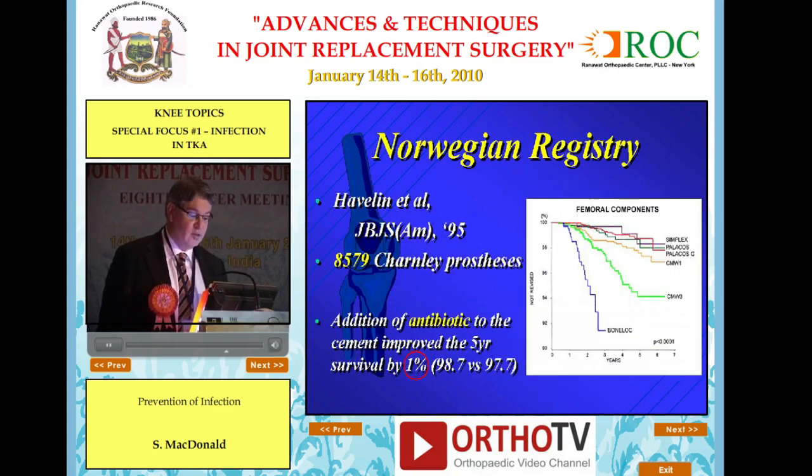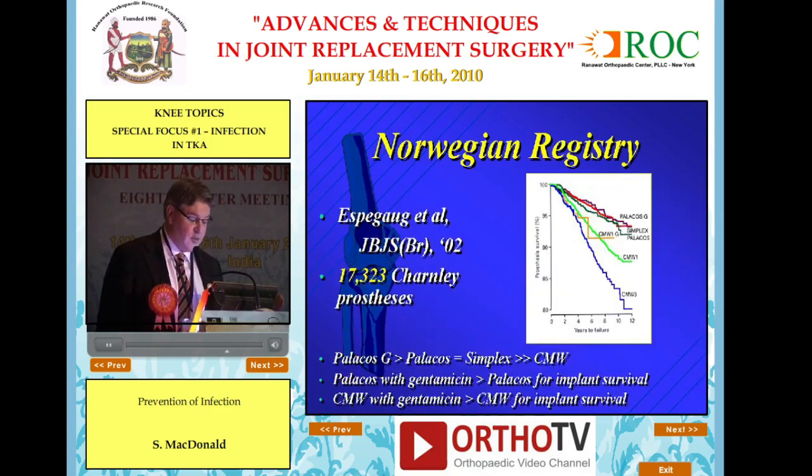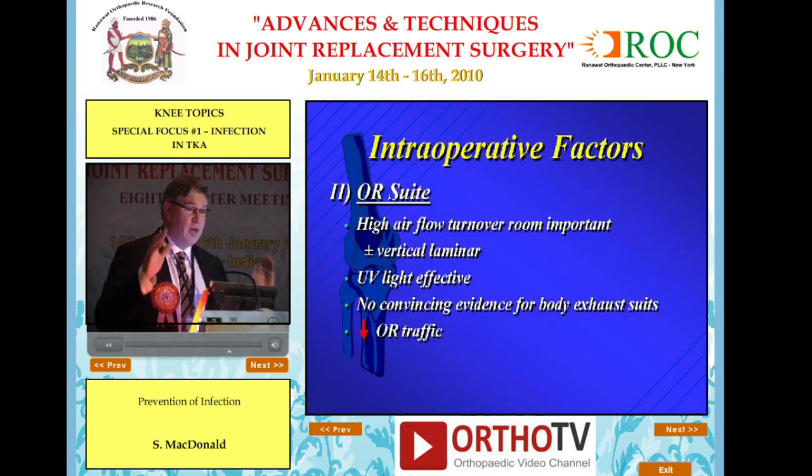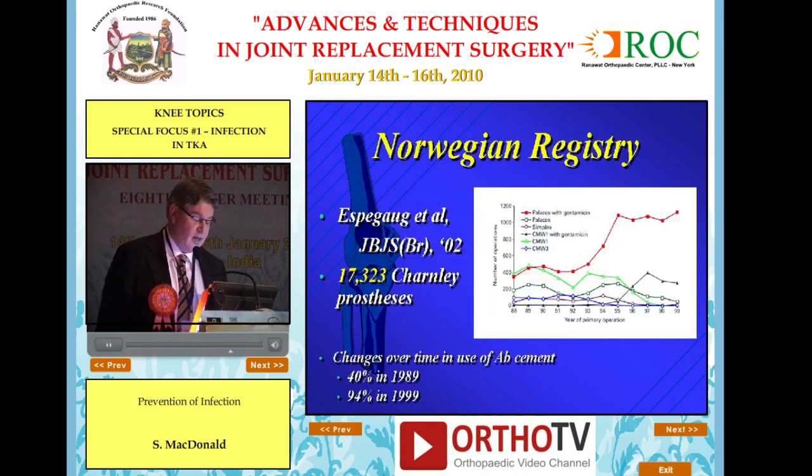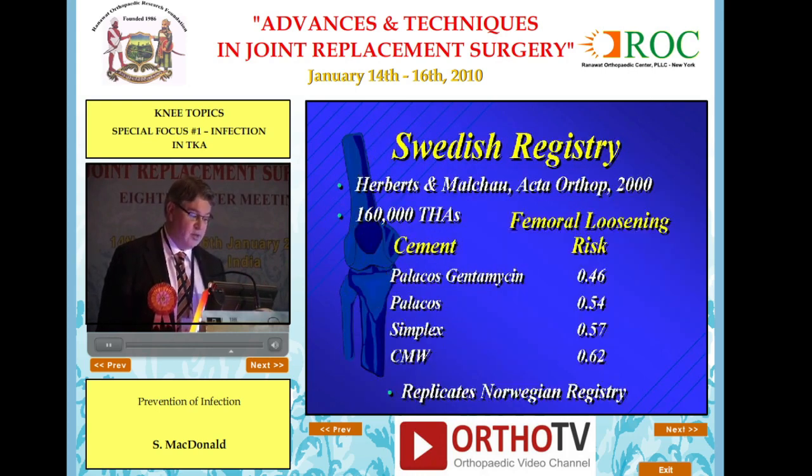There's a 1% in the Norwegian registry. This is another paper that shows the best performing cement was that had gentamicin in it. Even within the same class, Palacos and CMW, the best performing cement always had antibiotics mixed with it. That's for septic and aseptic loosening rate. Here's a series of 160,000 total hips that showed the exact same thing. Best performing cement had gentamicin in it.